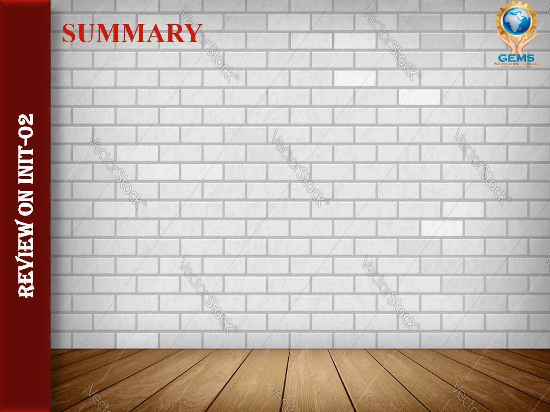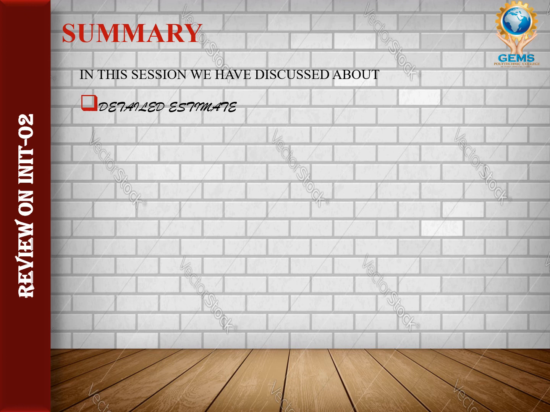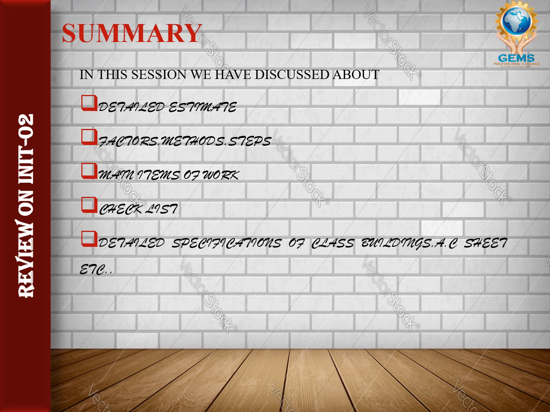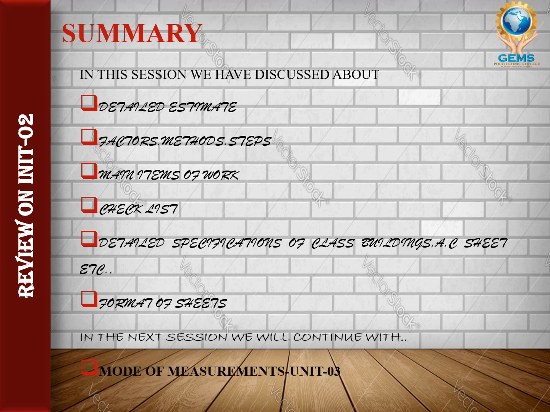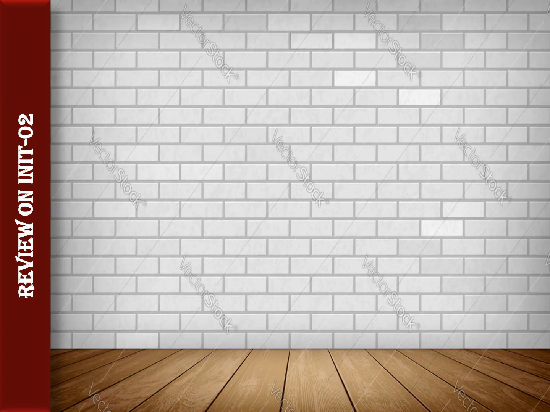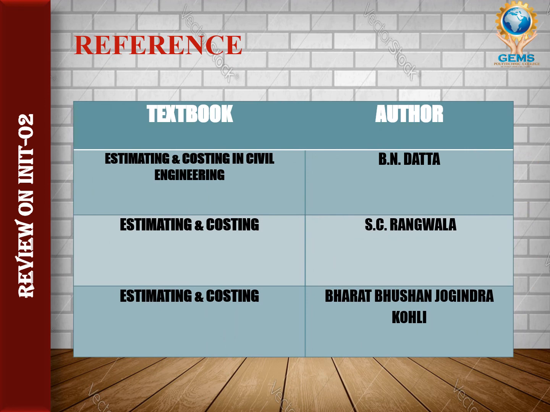Okay, so this is about the second unit. In this lecture we have discussed detailed estimation, factors, methods and steps, then the checklist, then the detailed specifications of class buildings, AC sheet roof, etc., then the format of sheets. In the next section we will continue with Unit 3, called mode of measurement. We are going to learn it in the coming lectures.